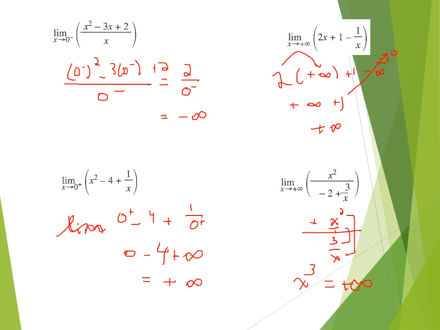The last one, we have plus infinity. So you know, when I have infinity, we can take directly the highest term above and the highest term below. So this is x squared over 3 over x. So here I can do, it's x cubed, which is plus infinity.